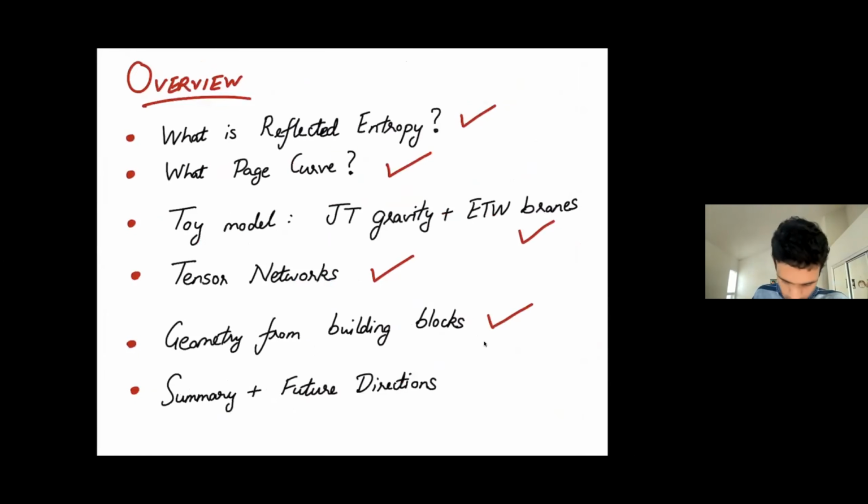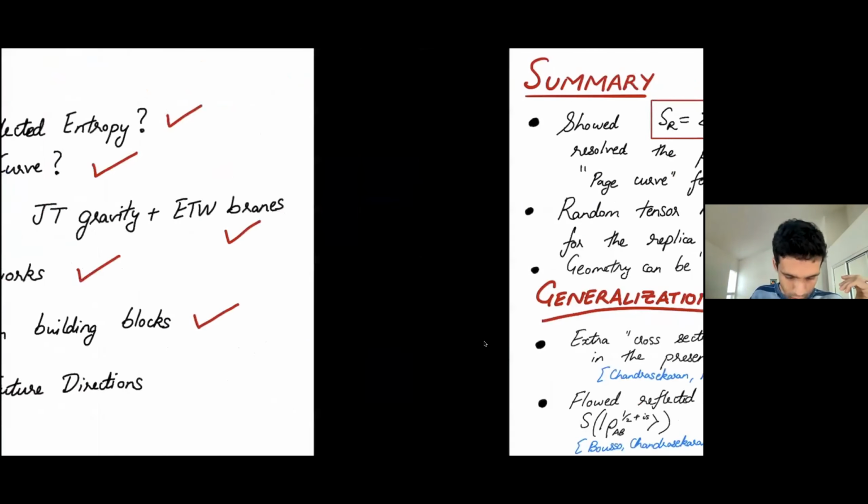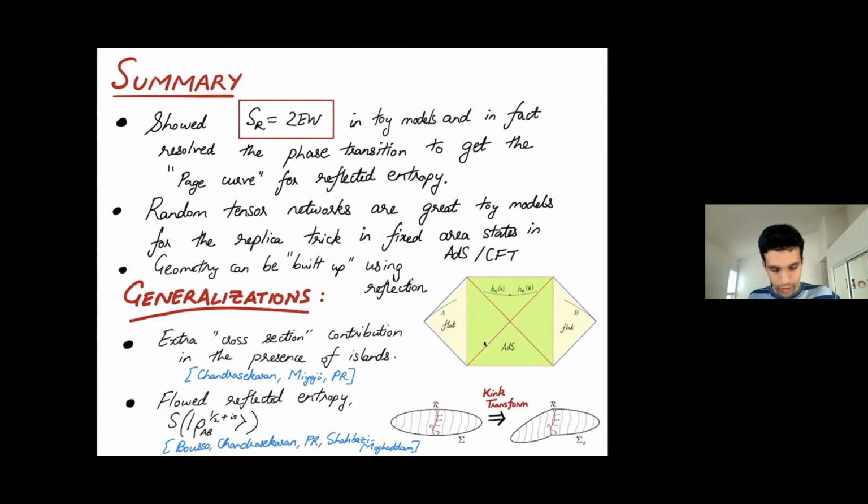Okay, so I think with that, I'd just like to conclude and remind you that in this talk, I basically tried to motivate the holographic proposal, reflected entropy equals twice the entanglement wedge cross section, and showed it in some specific toy models and analyzed it a little bit more to understand phase transitions in it and other different features that are non-perturbative and were not understood before.